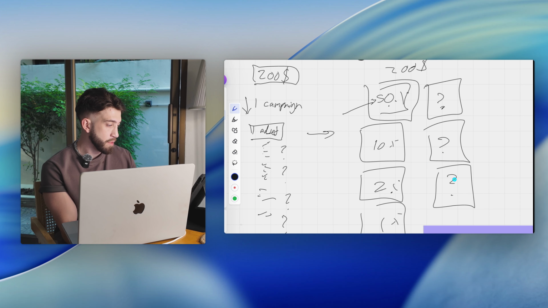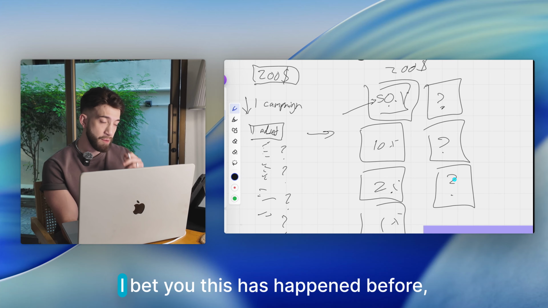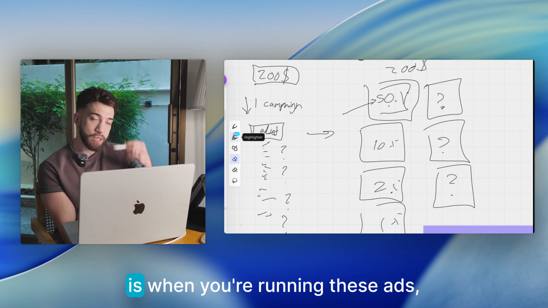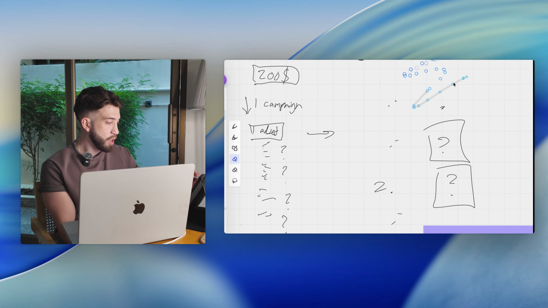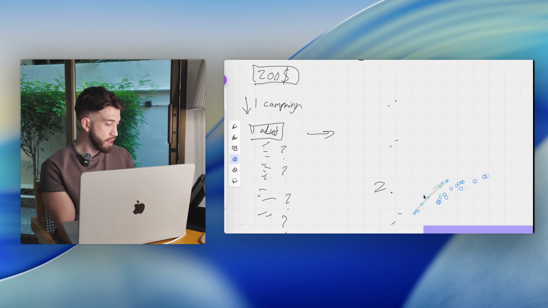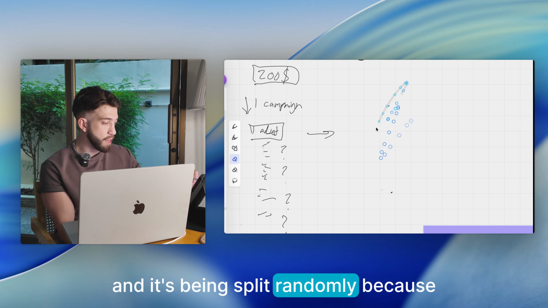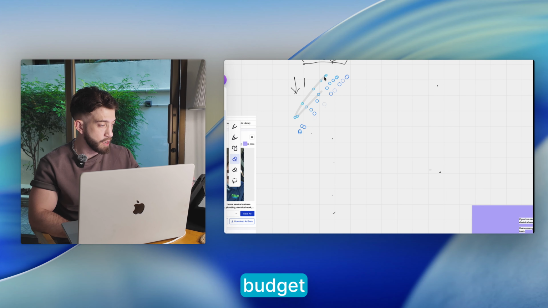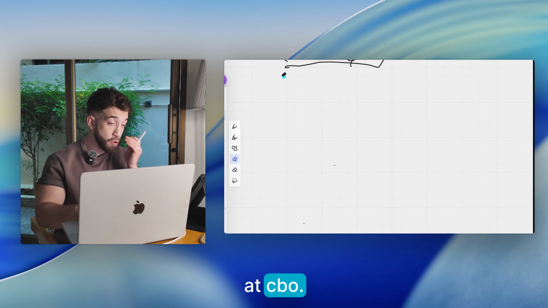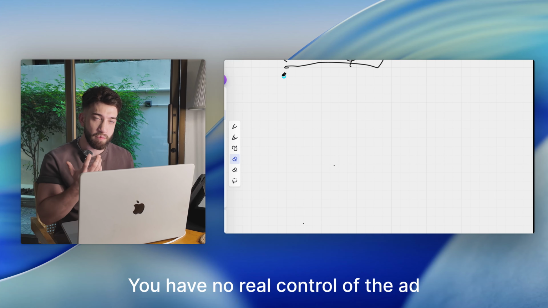So I go through here, and what you'll often see, and I bet this has happened before, is when you're running these ads, let me just wipe this out quick. Now you're at $200 a day, and it's being split randomly because it's a CBO. It's being split across the campaign budget. With a CBO, you have no real control of the ad there.